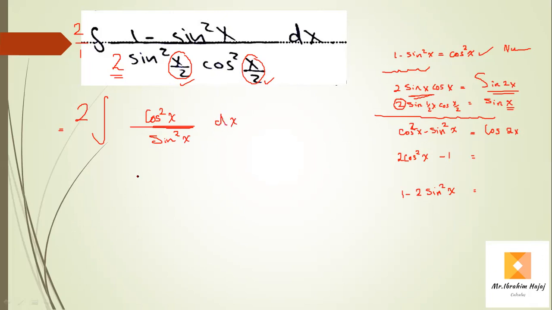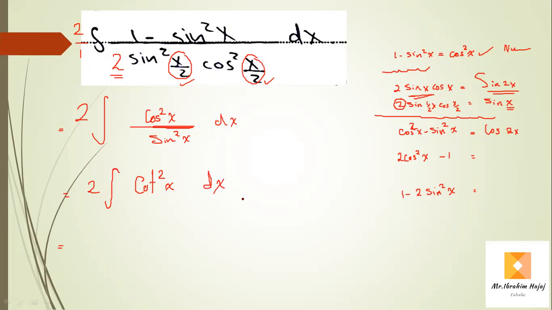Cosine squared over sine squared is cotan squared x dx. But unfortunately, we don't have a direct rule for the integral of cotan squared x dx.